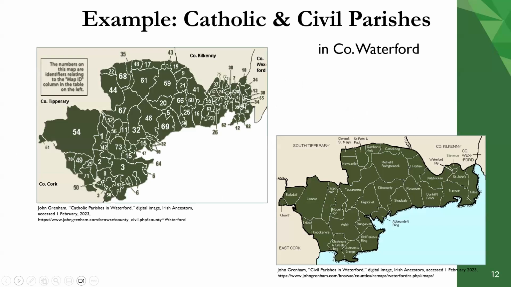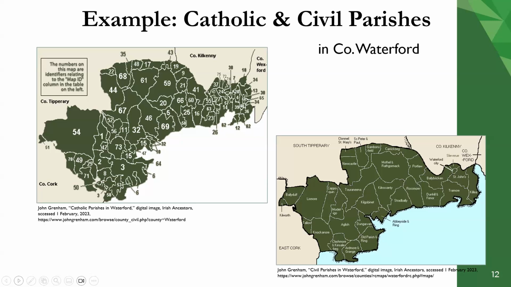And here's an example. So we're in County Waterford. On the left, you see all of the Roman Catholic parishes in the County of Waterford. On the right, you'll see all of the civil parishes, which would also be the Church of Ireland parishes for the same county. The example I like to use is if you look at the Catholic parishes, you have number 54 here on the west side. It actually encompasses 3 separate civil parishes. So you could have several of these Catholic parishes in one civil parish, or you might have several civil parishes in one Catholic parish, depending on the size of the particular parishes.